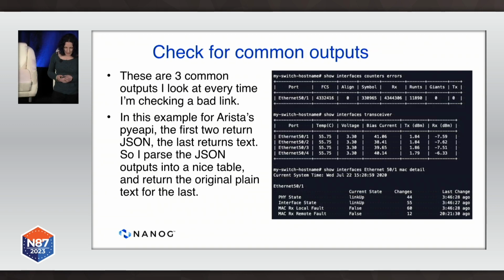So I'm going to check for common outputs. For me, when there's a bad link, I look at these 3 common outputs, right? I've got my show interface counter errors, my show interface transceivers output, my show interface Ethernet MAC detail outputs. And so in this example for Arista's PyAPI, the first 2 came back as JSON. So I threw them into some tables. And then the last one just returned text. It wasn't JSON formatted, so I just printed it nicely the way you'd expect to see it on the switch to the screen.